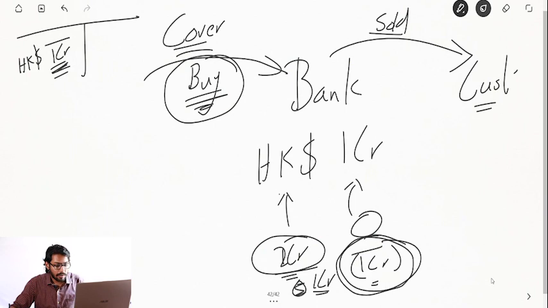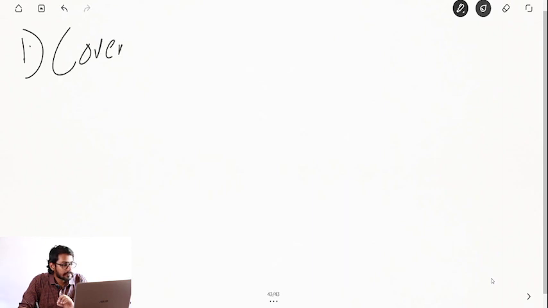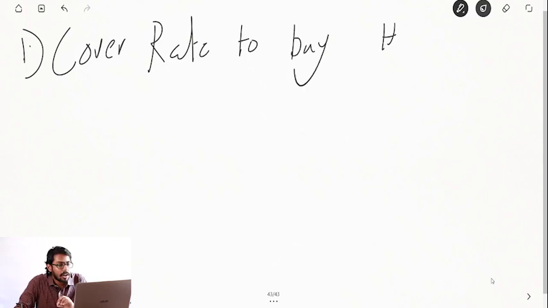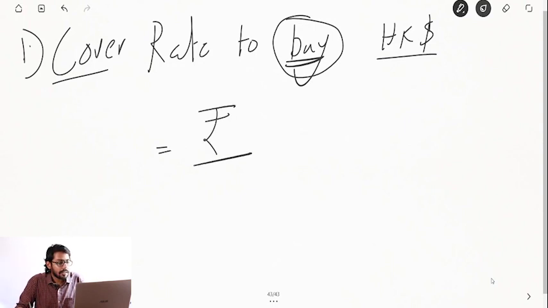So you can write down part 1. Cover rate to buy Hong Kong dollars. Why is it buy? Because the original transaction was sale. Cover means opposite transaction, to buy. Cover rate to buy Hong Kong dollars is equal to rupee per Hong Kong dollar.